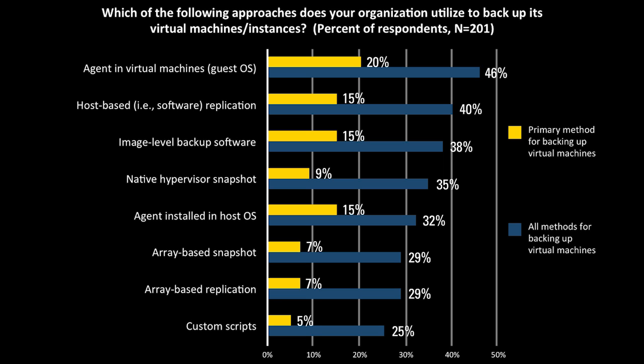Interestingly, though, 50% of all environments, or barely 50%, are still using guest-based backup, meaning there's still an agent inside a guest. There are some reasons for that, but not as many as you might think. In fact, of those environments, 20% said that was their primary means of backing up, if you look at the yellow bars on this chart.